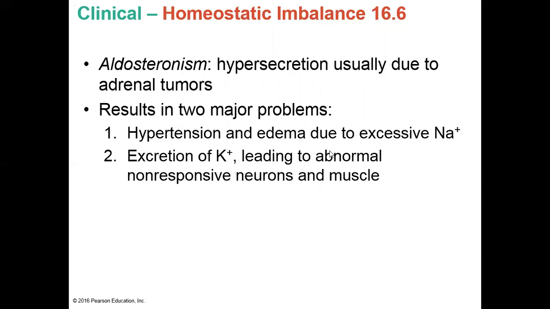And then this, the excretion of that potassium leading to abnormal and non-responsive neurons and muscle cells. You know, when potassium is in high concentration outside of the cell, it can cause inhibition, non-responsive. Non-responsive muscle, like the heart muscle, cardiac arrest. Just put that out there.